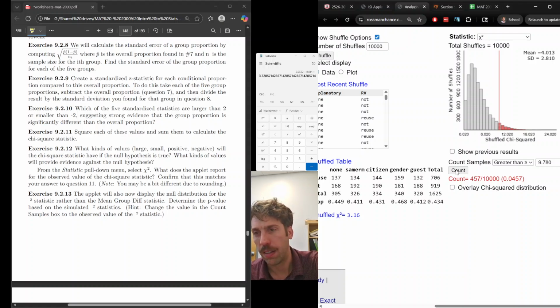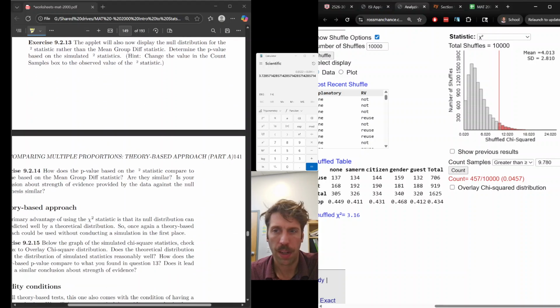Okay, so count. And I have a p-value below 0.05 now. Okay. So determine the p-value based on simulated statistic. Okay. So then my answer would be 0.0457.